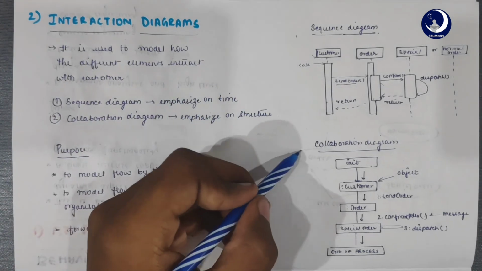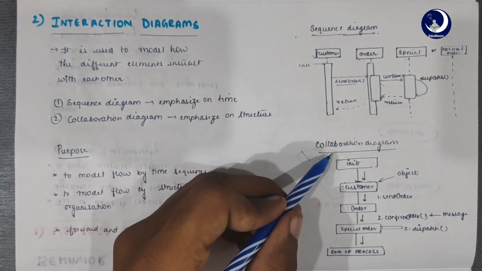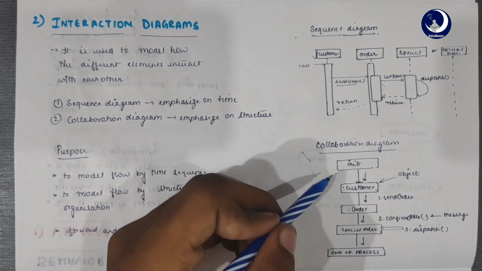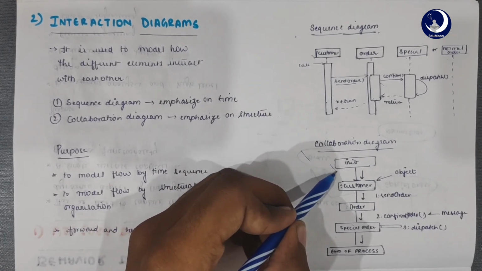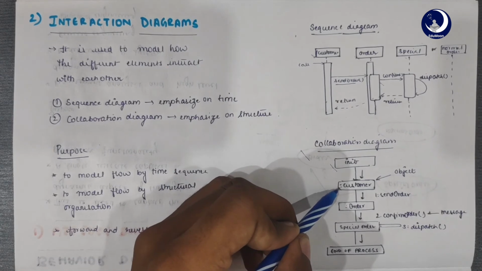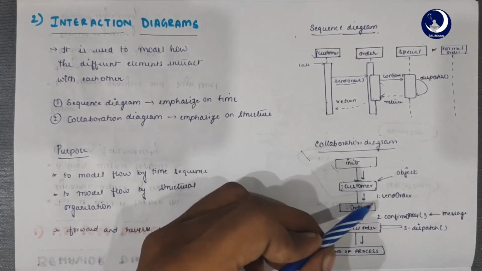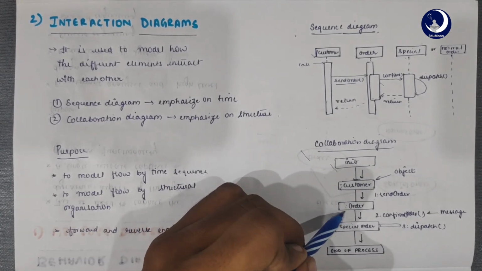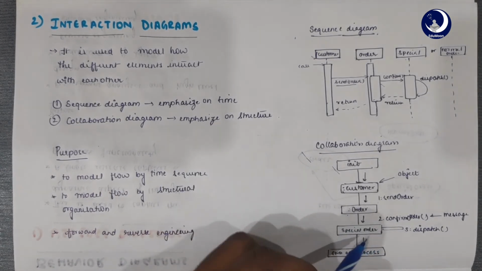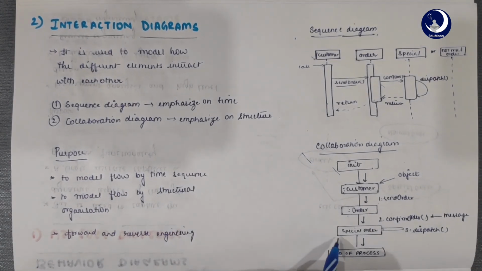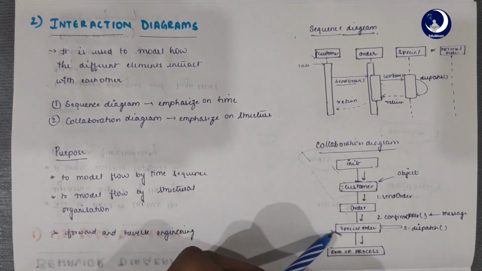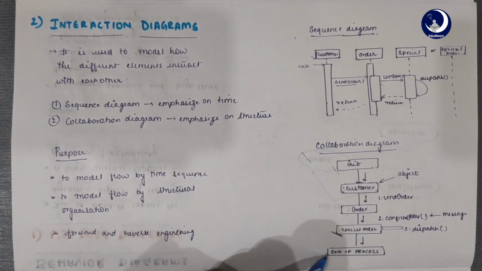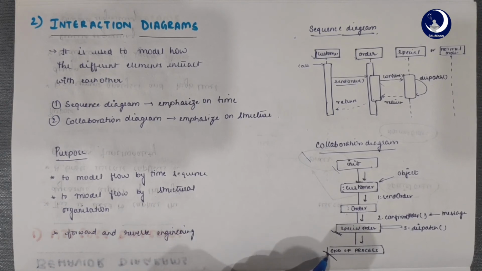Now let's look at the collaboration diagram. The collaboration diagram, as we know, lays emphasis on the structure. So here the initialization of the object is done, and then an actual object of the customer is created. This sends an order request to the order, and this on being confirmed will be dispatched as either a special order or a normal order. And after the dispatch is done, it will go into the end of process state or the termination state.